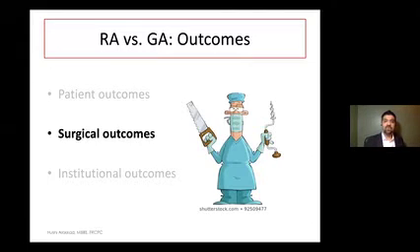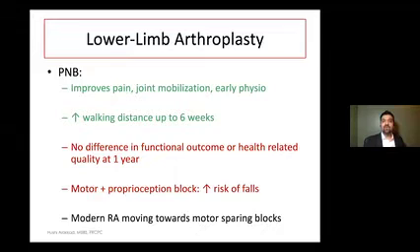Now, what about surgical outcomes? Looking at lower limb arthroplasties, peripheral nerve blocks definitely again improve pain, so better joint mobilization, earlier physiotherapy, increased walking distance up to 6 weeks after surgery. But unfortunately, studies did not show a difference in functional outcome or health-related quality at 1 year mark.